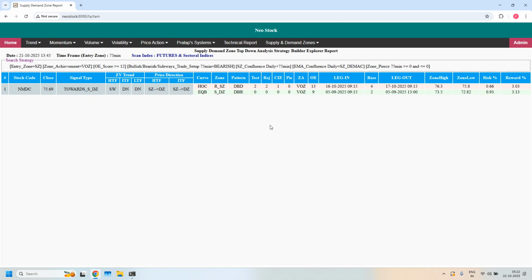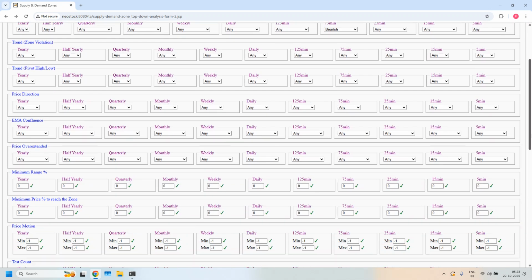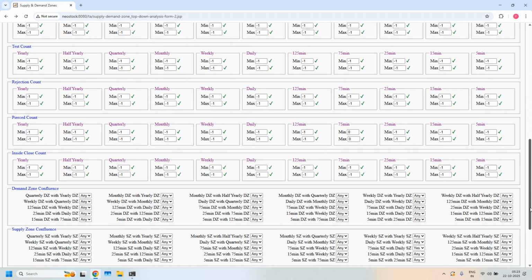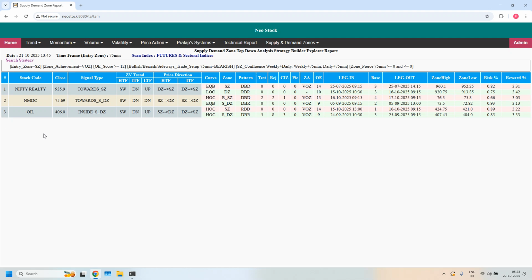Okay, now let's apply the second strategy, that is LTF, ITF, HTF, supply zone confluence, and then HTF supply zone with HTF EMA. I am removing ITF EMA filter. Supply zone confluence, 3 filters I have to set. That is 75 minutes and daily, 75 minutes and weekly, daily and weekly supply zone confluence. By enabling all the 3 filters, we got 3 stocks.